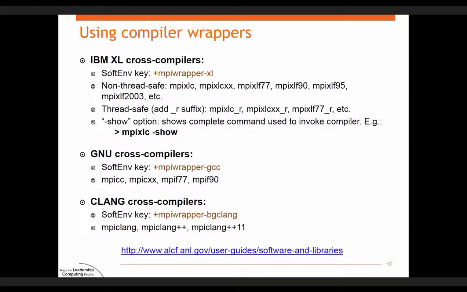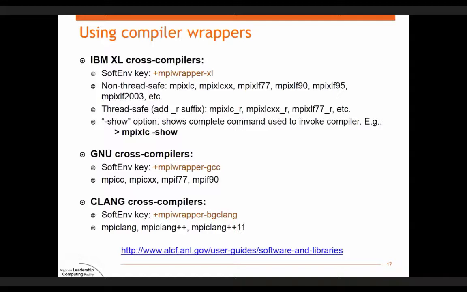So we provide and support 3 sets of compiler wrappers. And the compiler wrappers are similar to the mpicc or mpicxx that you would find on any system with MPI. The first set of compiler wrappers is for the IBM XL compilers. These are vectorizing compilers from IBM. Their last update was October 2017. When you add +mpiwrapper-xl, you'll find in your environment mpicc, mpixlc, mpixlcxx, mpixlf77, mpixlf, mpixlf95, and then mpixlf2003.